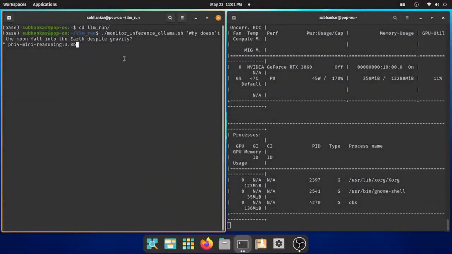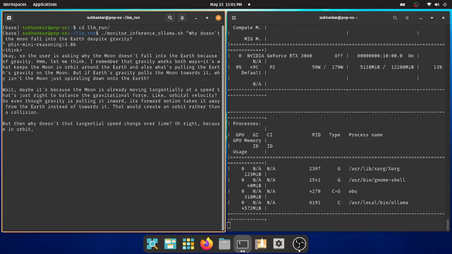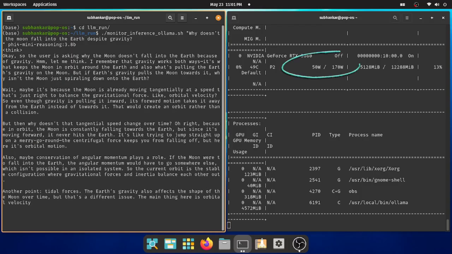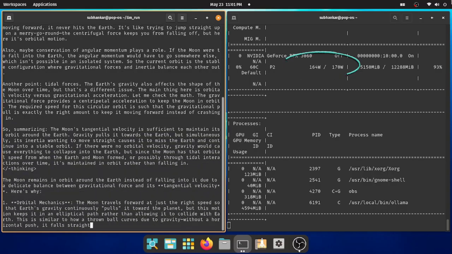Let's check the GPU usage between Phi-4 Mini Reasoning with 3.8 billion parameters running locally with Ollama and BitNet b1.58 2B4T with 2 billion parameters with a simple prompt. Why doesn't the moon fall into the Earth despite gravity?